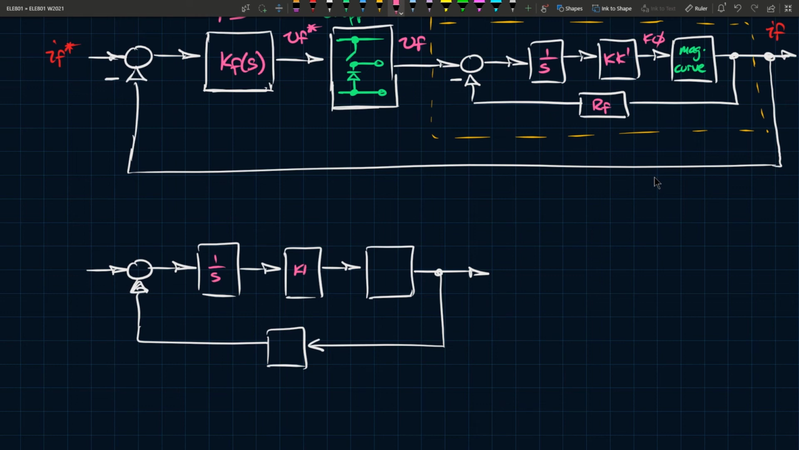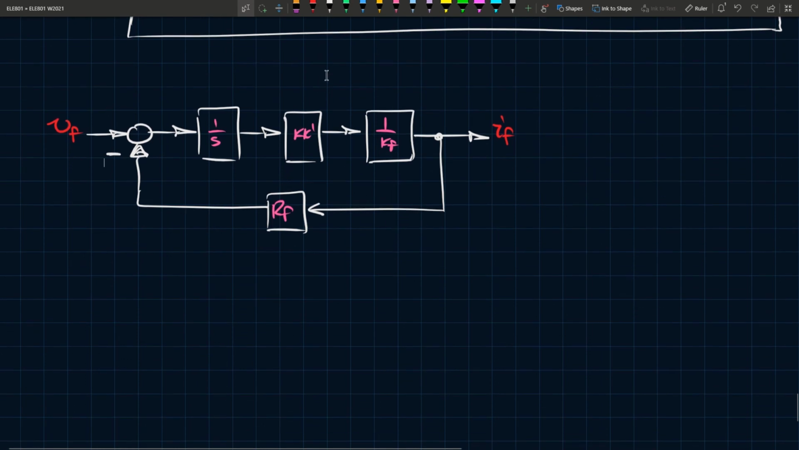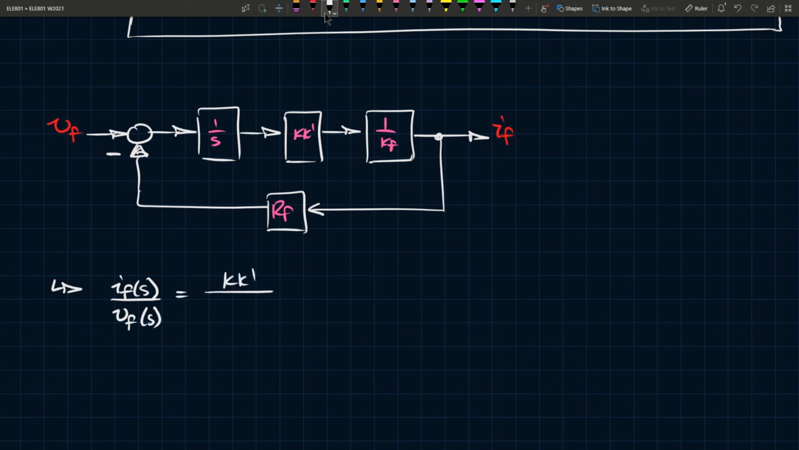The labels of the boxes are as follows. 1 over KF. And again, I'm assuming KF here. I'm not assuming the magnetization curve anymore. That's the significance of this analysis. So this is VF, and this is IF, and this should be a subtraction here. If this is true, then we can write the following. IF of S over VF of S is equal to K K prime over KFS divided by 1 plus K K prime RF over K.